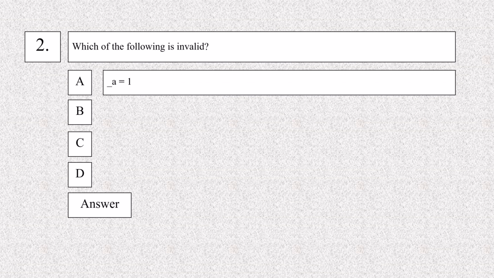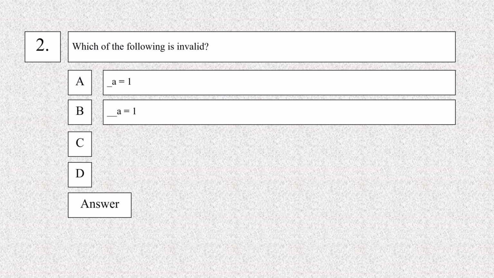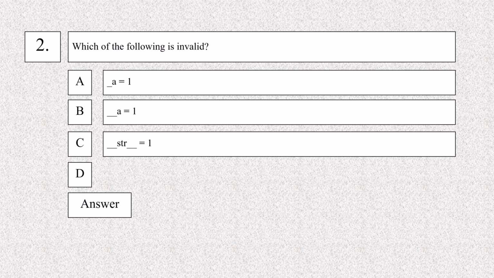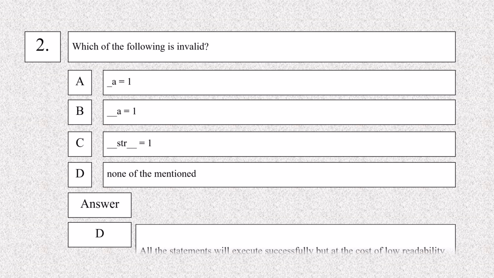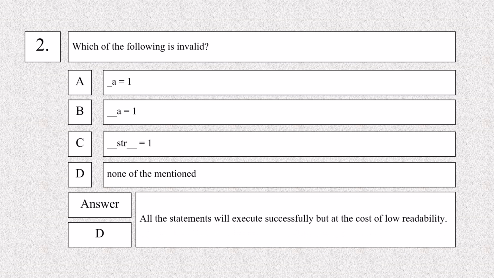Next question: which of the following is invalid? Option A, _a = 1; option B, __a = 1; option C, __str__ = 1; and option D, none of the mentioned. Here the correct answer is option D. All the statements will execute successfully, but at the cost of low readability. So the variable name should be readable and meaningful.